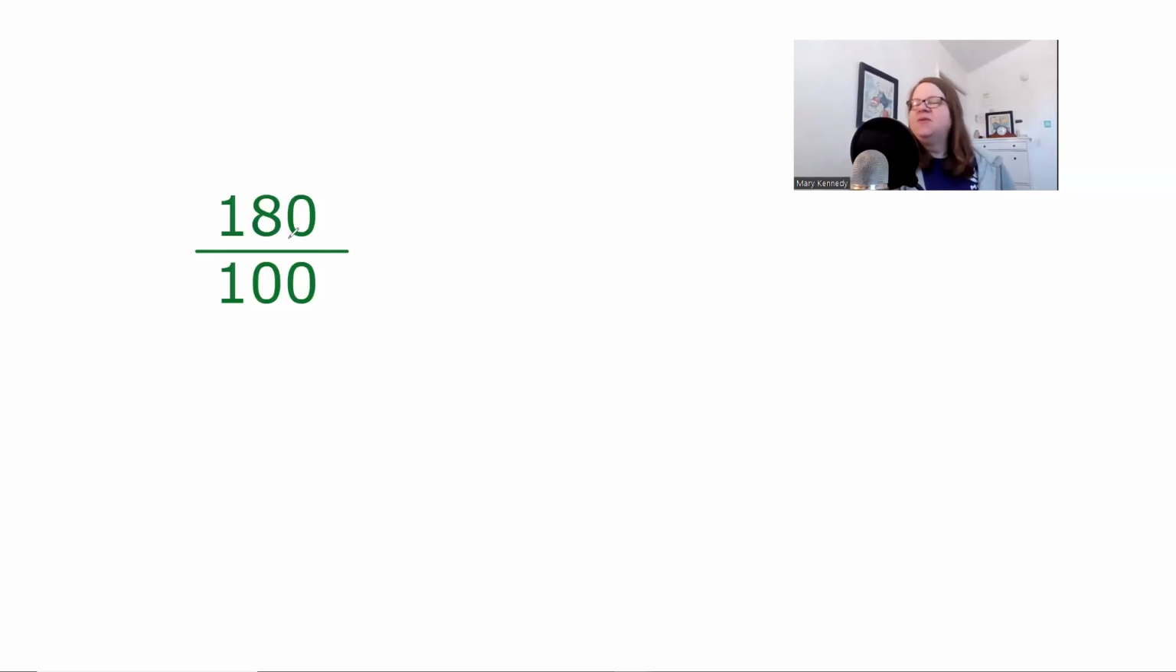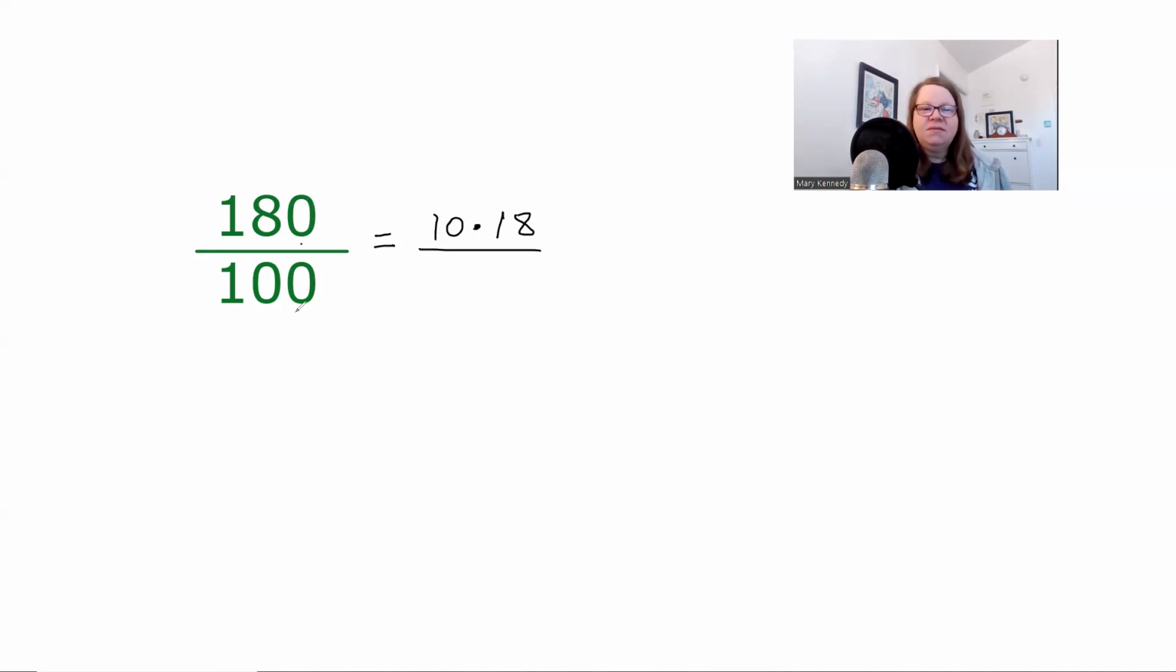All right, let's see how to reduce 180 over 100 with this different kind of method. So I'm going to think, well, what can I multiply to get 180? Anything that ends with a 0, I know it'll multiply by 10 or it will divide by 10. So 10 times something is 180, 10 times 18, right? We can take off the 0 and see that it would be the 18.